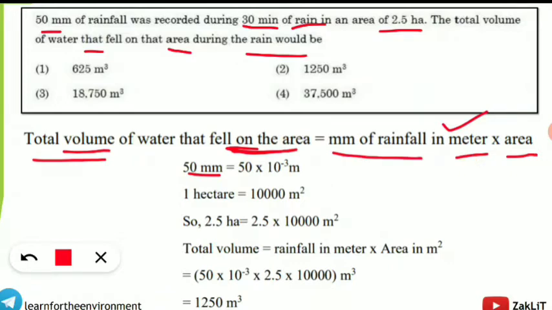So 50 millimeter is equal to 50 into 10 to the power minus 3 meter. So it will give the meter form. Here it will be 50 into 10 to the power minus 3, in meter.